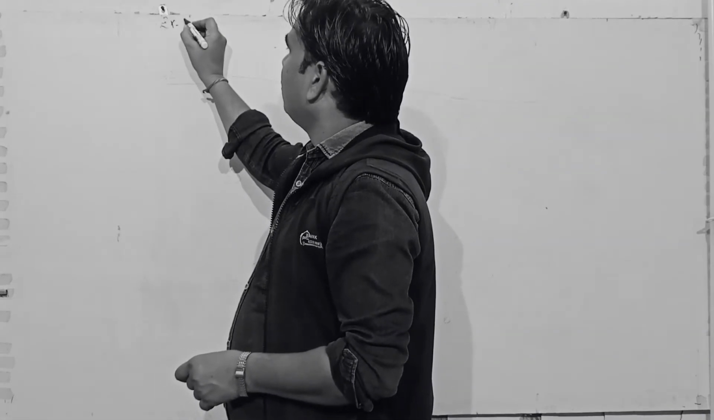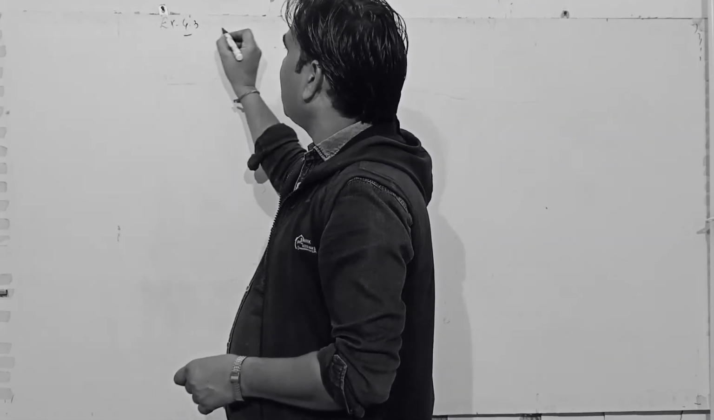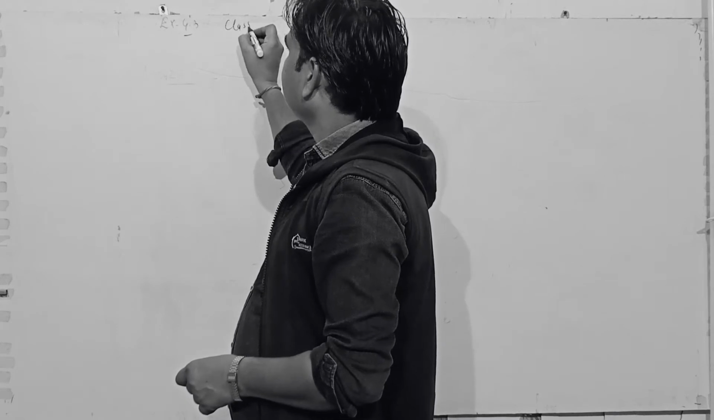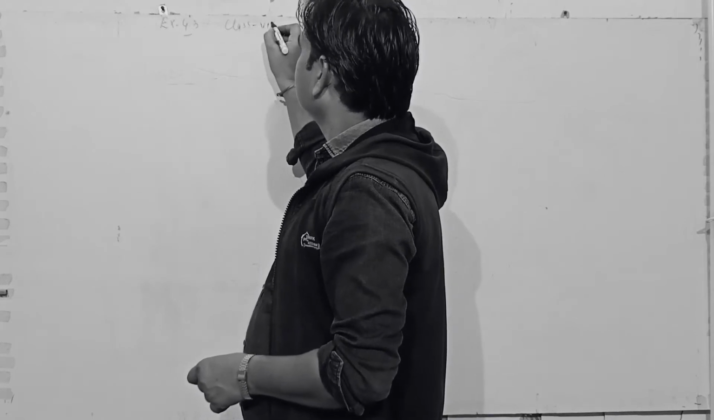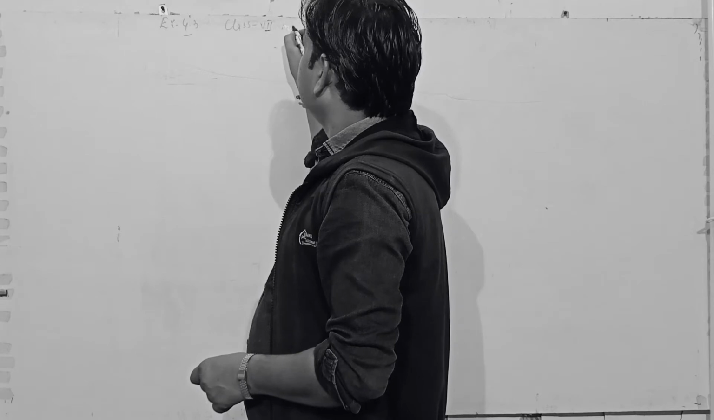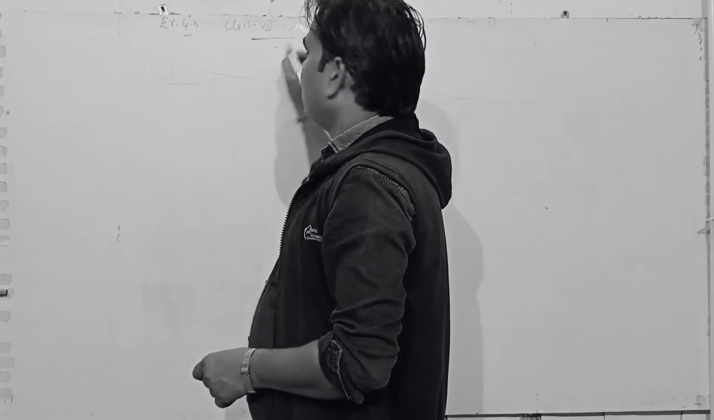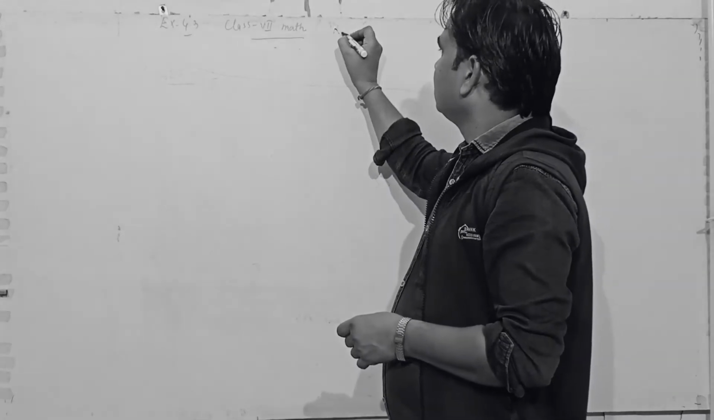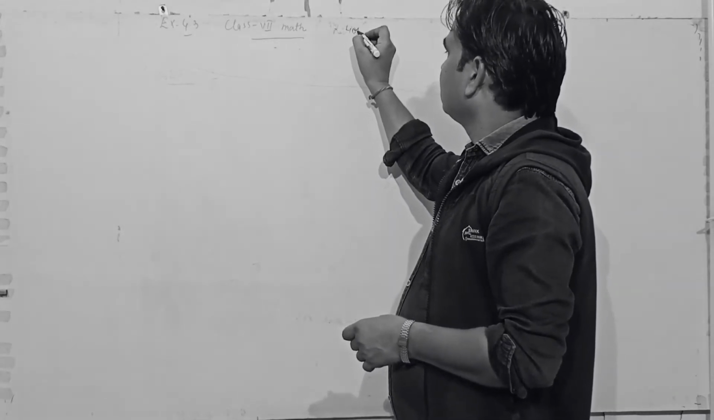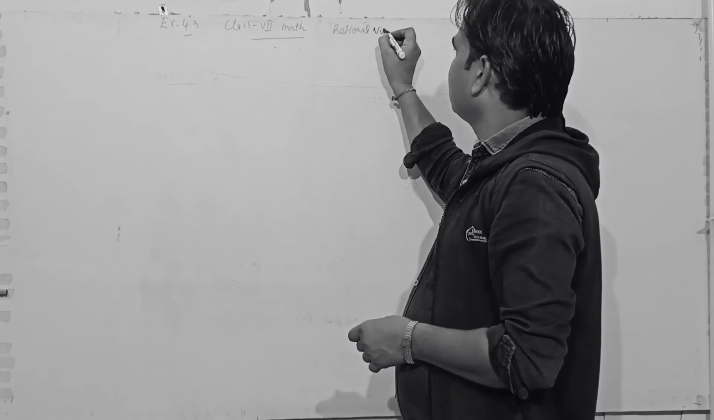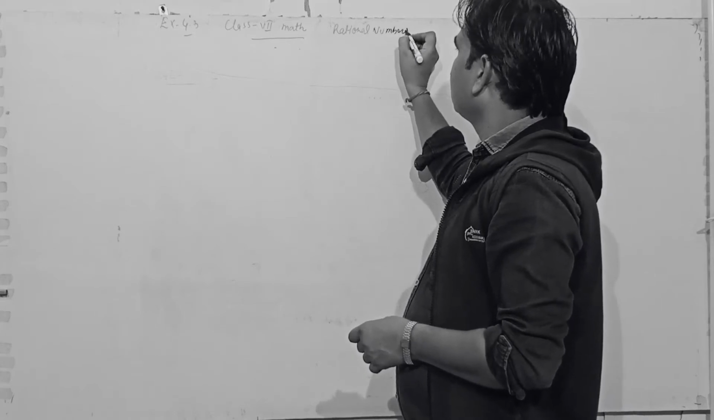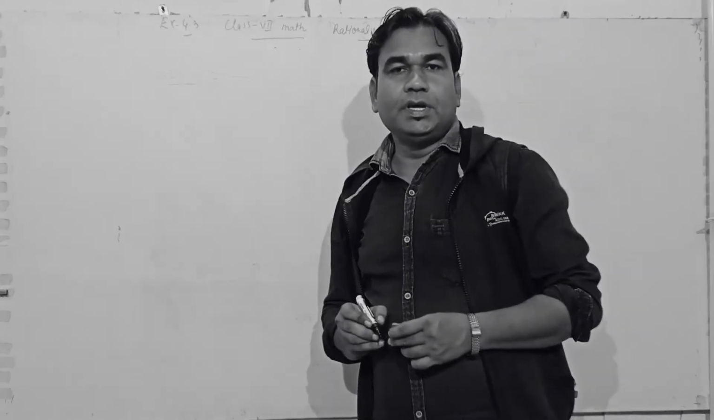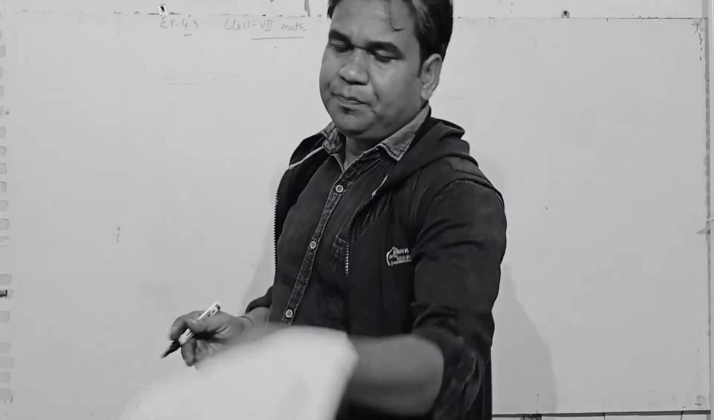Exercise 4.3 of class 7 math. Topic: rational numbers. So here you see, students, the exercise 4.3.